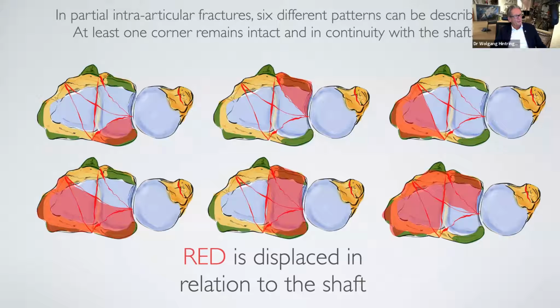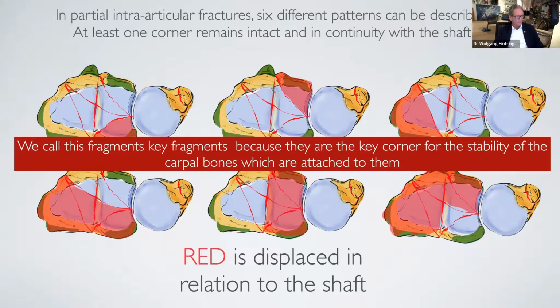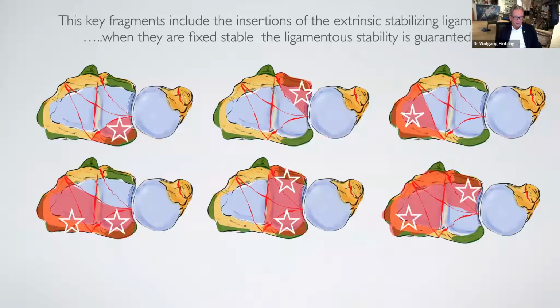In partial intra-articular fractures, 6 different patterns can be described. At least one corner always remains intact and in continuity with the shaft. The red part here is displaced in relation to the shaft. We call these fragments key fragments because they are the key corner for the stability of the carpal bones which attach to them. And here you can see these key fragments.